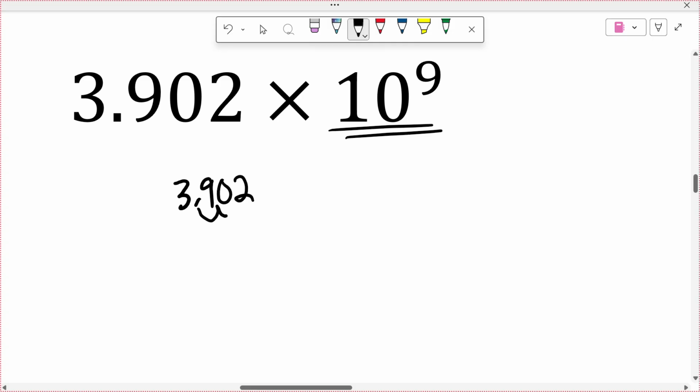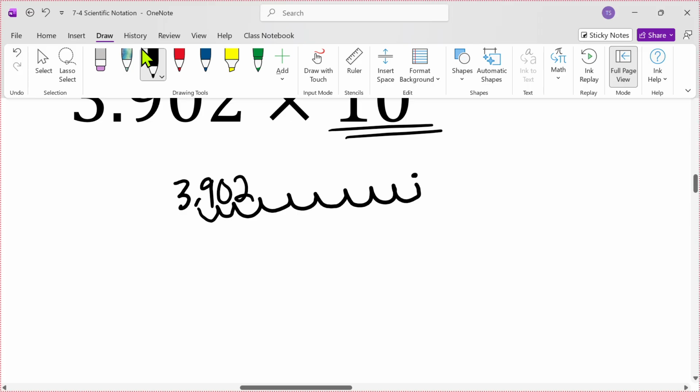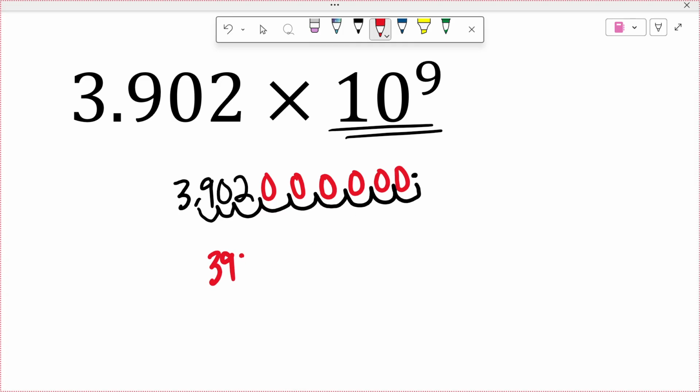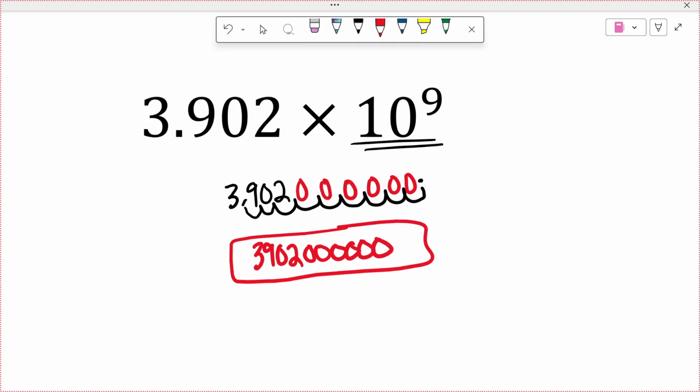So I'm going to go 1, 2, 3, 4, 5, 6, 7, 8, 9. This is where I would drop off the decimal. And in these little empty spots here where I don't have anything, I'm going to fill in zeros. I'm now just going to rewrite the number 3902, then 1, 2, 3, 4, 5, 6 zeros. Okay, another one.